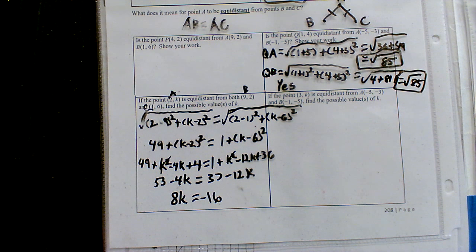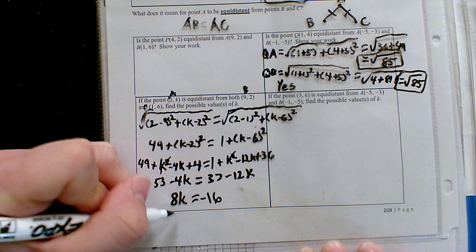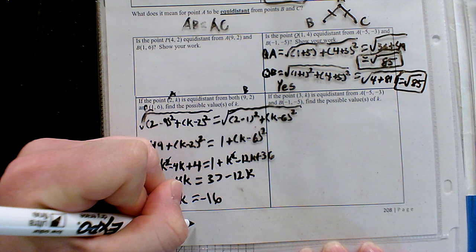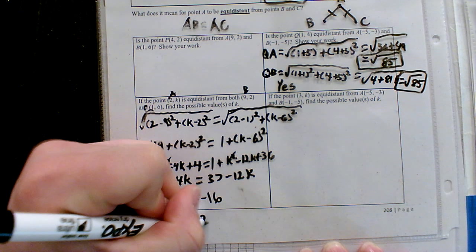What can I do lastly? Yes, Marie. Divide by 8 and you get k is equal to what? 2. Close. Negative 2. There you go.